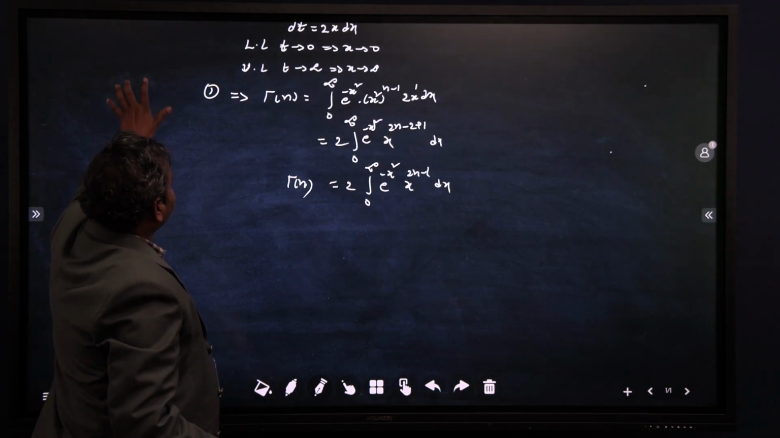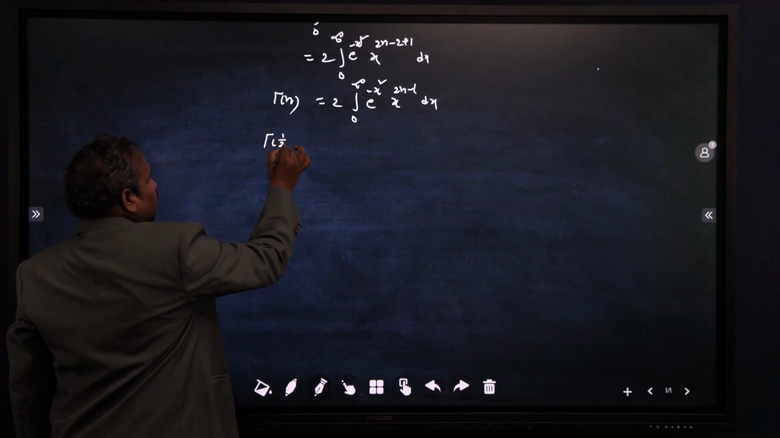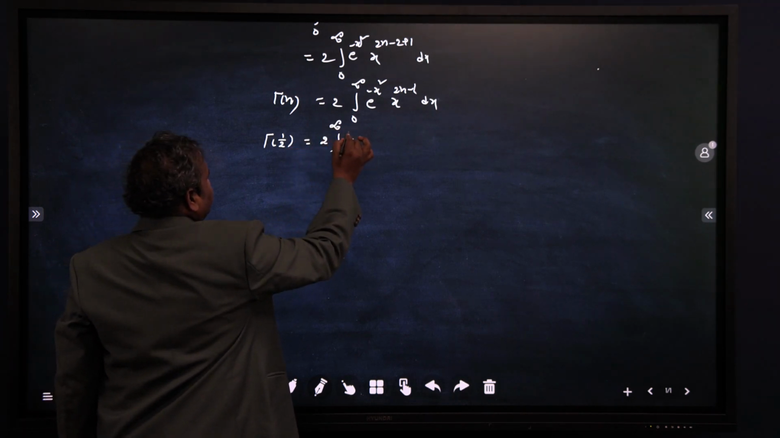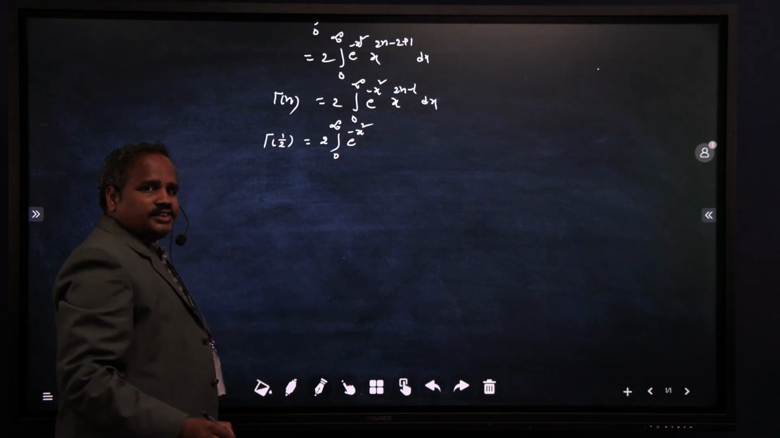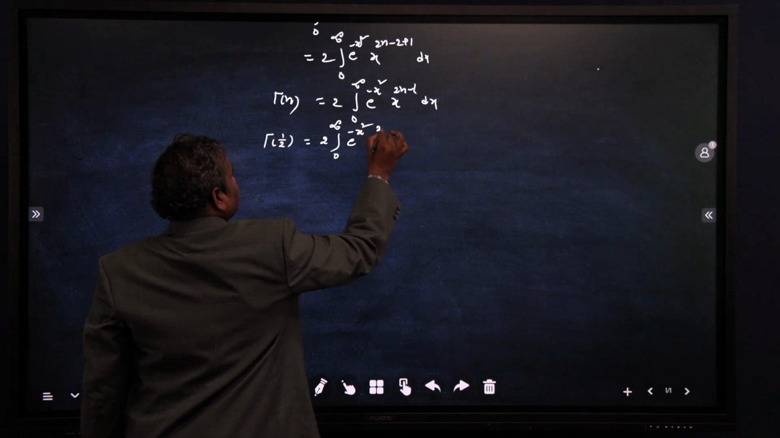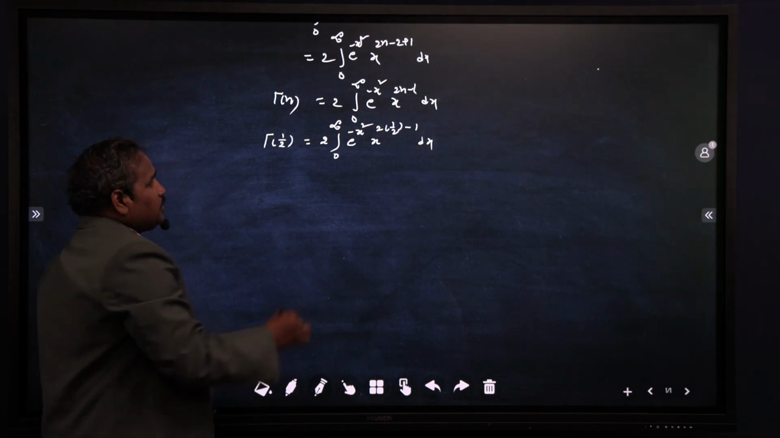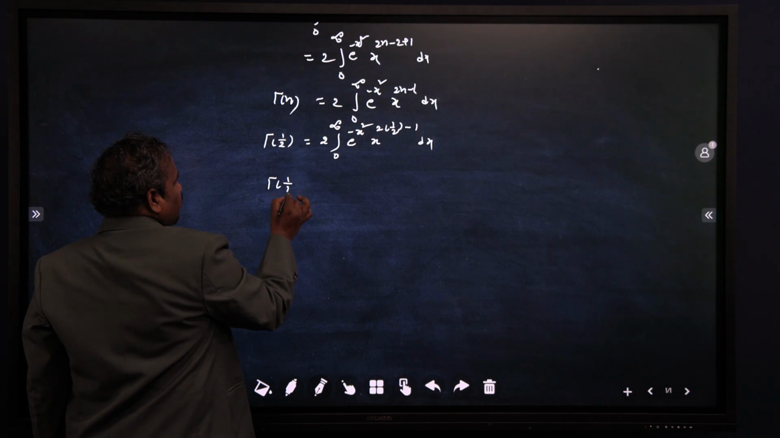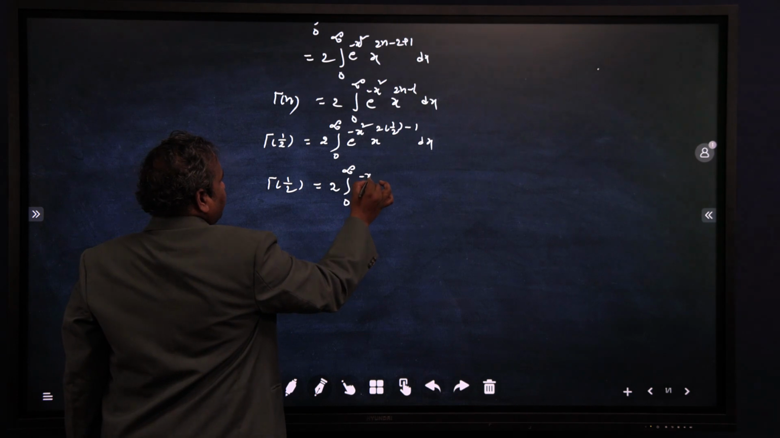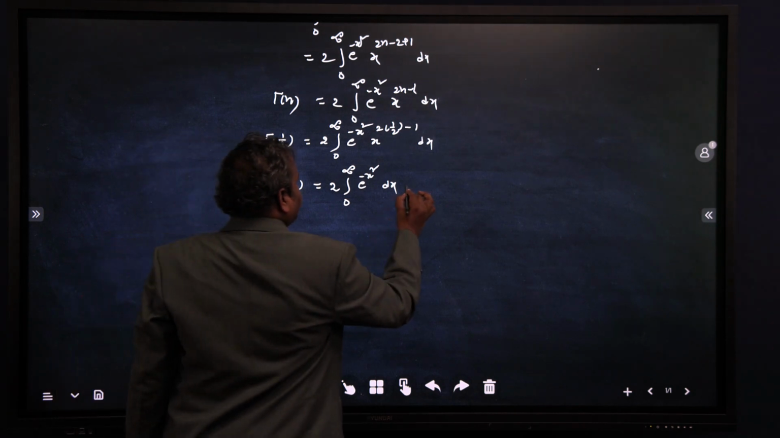Now in this one, substitute n as 1 by 2. Gamma of 1 by 2 is equal to 2 into integral 0 to infinity e power minus x square, x power 2 into 1 by 2 minus 1, dx. The 2 gets cancelled. So gamma of 1 by 2 is equal to 2 into integral 0 to infinity e power minus x square dx. Let it be equation number 2.